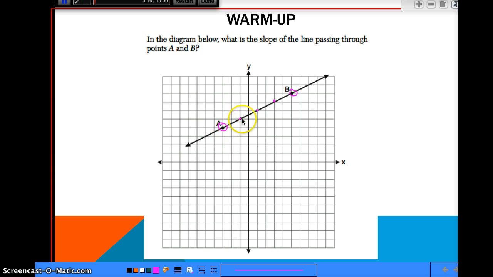So if you go and you do it a little bit quicker, you would go up one, to the right two, up one, and then to the right two, which is the same thing as going up 1, 2, 3, 4, to the right 1, 2, 3, 4, 5, 6, 7, and 8. And know that 1/2 is equal to 4/8, so the slope of that line connecting points A and B is 1/2.